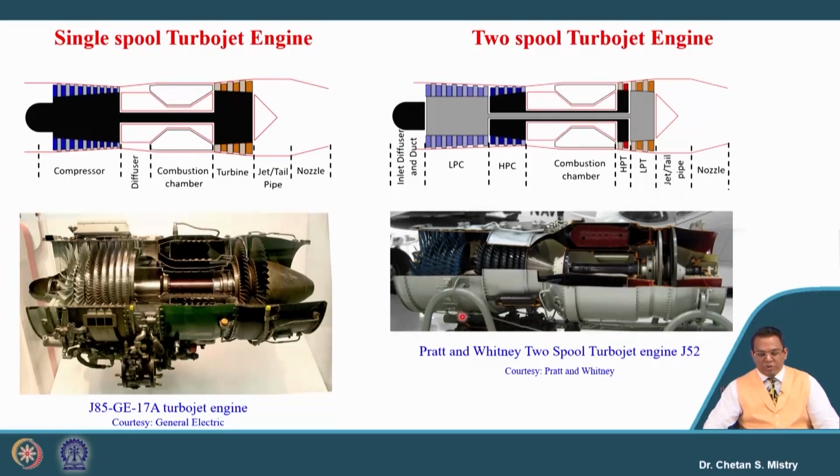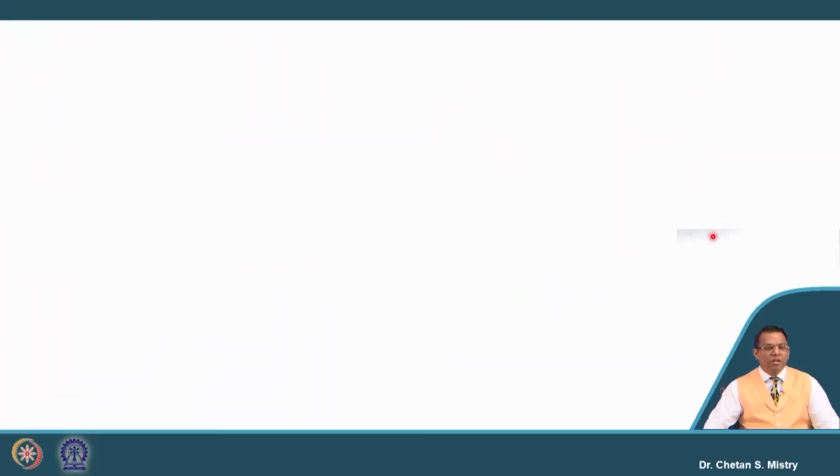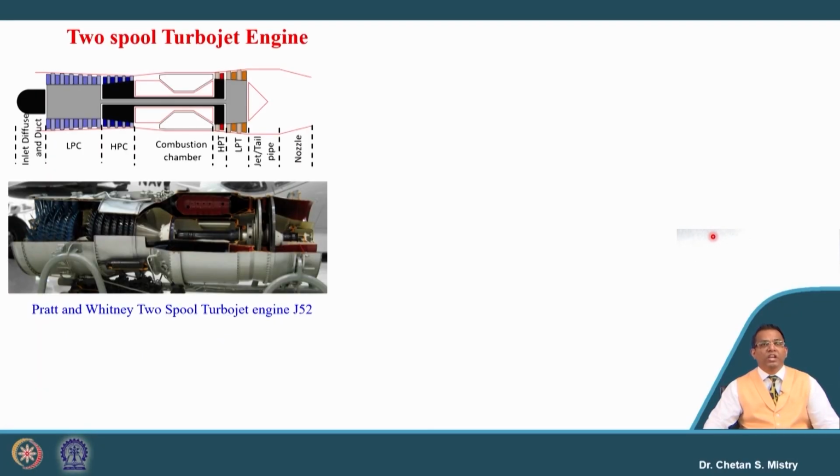Here is the cut section of the Pratt & Whitney two spool turbojet engine, where we have the LP compressor and HP compressor, followed by the combustion chamber. We have the HP turbine and LP turbine, followed by the nozzle. The story did not end at that stage.